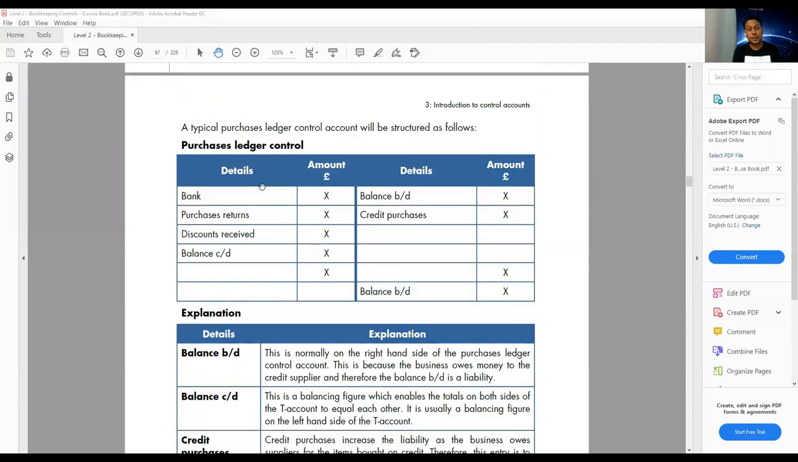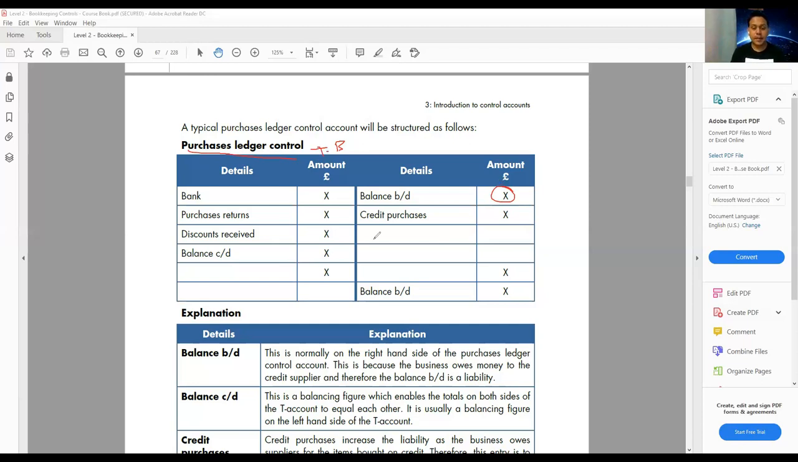Let's talk about the purchase ledger control. This is the opposite of sales ledger control. This time you can see the opening balance on the credit side, not on the debit side. Purchase ledger control, again, total balance, but opening balance on the credit side. Why is it on the credit side? Because it's a liability balance. Purchase ledger control is a supplier account. How much money I have to pay to my suppliers. So opening balance will be on the credit side.